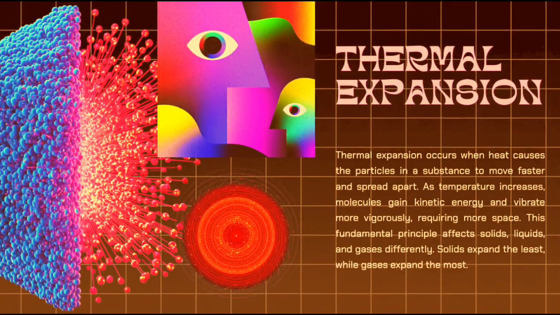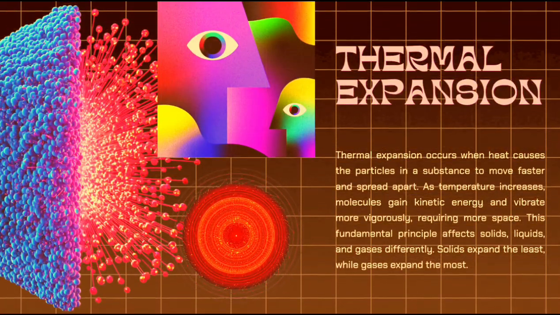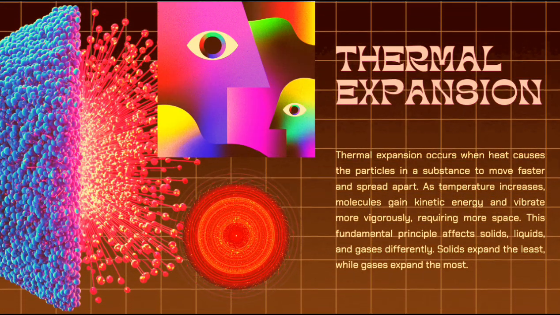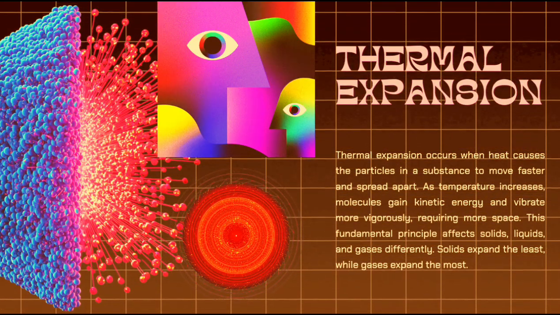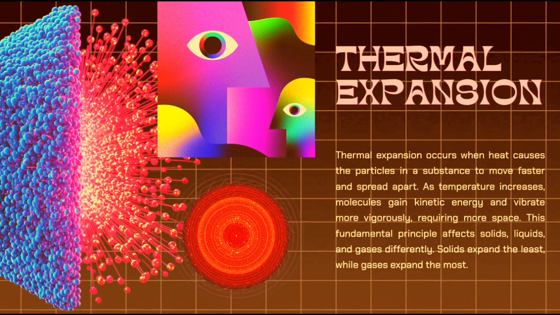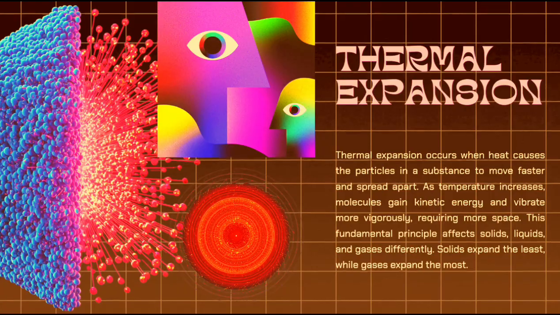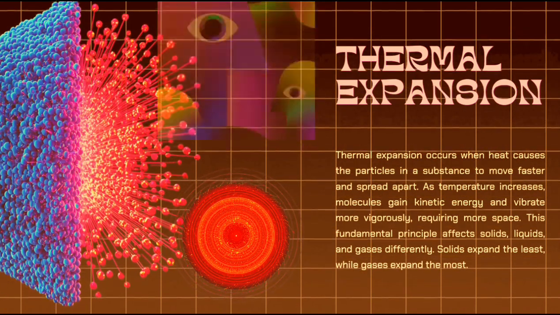The last and third effect of heat is thermal expansion. Thermal expansion occurs when heat causes particles in a substance to move farther apart. As temperature increases, the substance expands because particles require more space due to the increased motion.